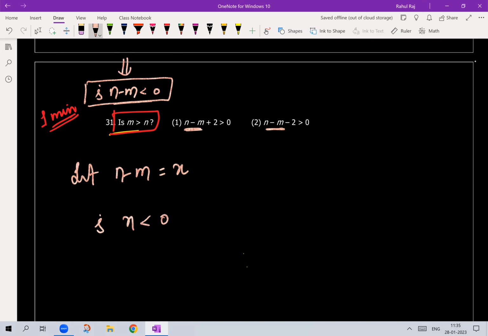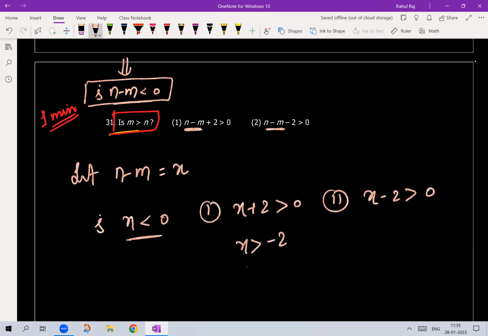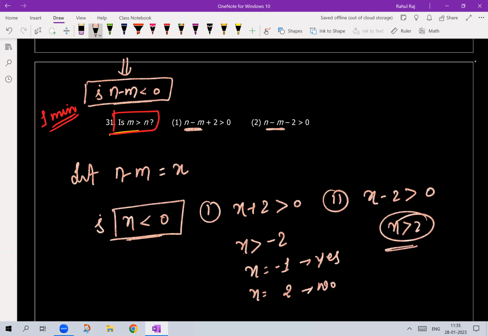My question becomes now what? Is X less than 0? Option number 1 becomes what? X plus 2 is greater than 0. Option number 2 becomes what? X minus 2 is greater than 0. Now see, it's such an easy question. My question is, is X less than 0? Option number 1 says X is greater than -2. If X is greater than -2, X can be -1, which is actually less than 0. Yes situation. Or X can be 2, 3, 4, 5, anything, which is a no situation because it is not less than 0. Option number 2 says what? X is greater than 2. If X is greater than 2, X can never be less than 0 for sure. So it gives you a confirmed no answer. Just for your better understanding, I'm doing this. That's it. So B is the answer to this question.